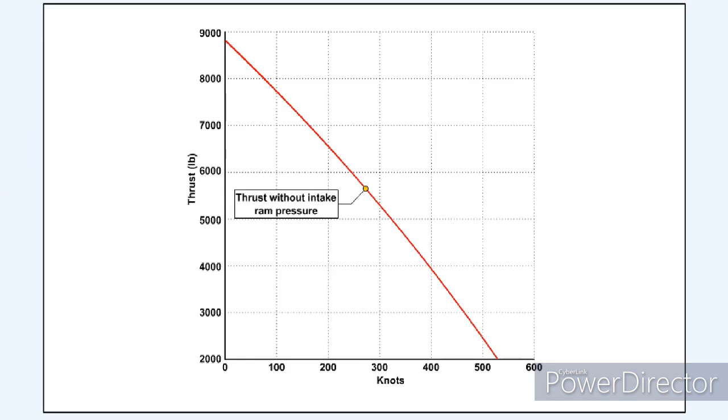From examination of the simple thrust equation, it would appear that, as the aircraft flies faster, if the exit velocity remains the same with an increasing inlet velocity, the thrust will decrease.